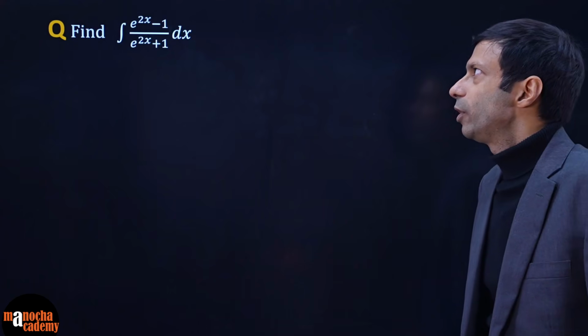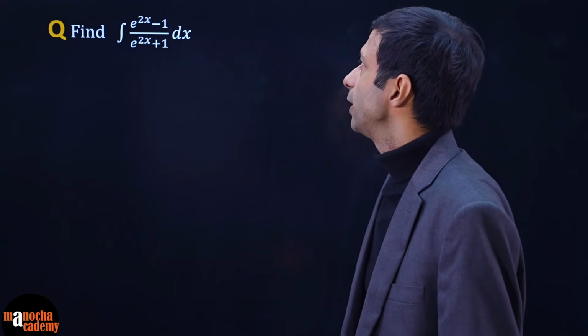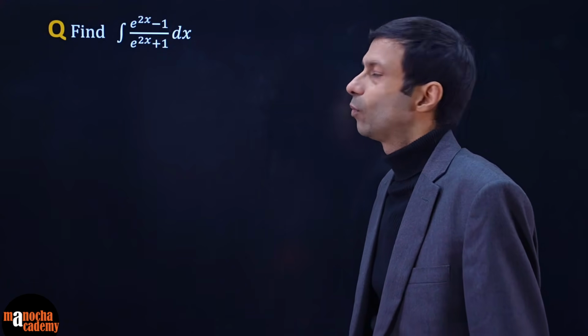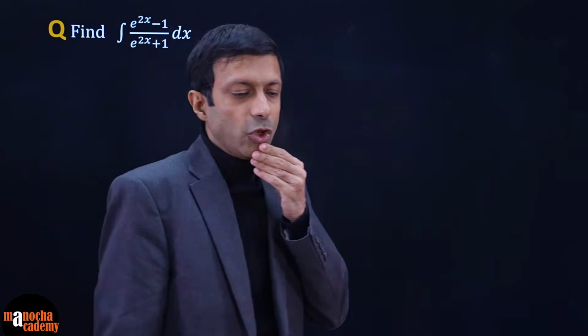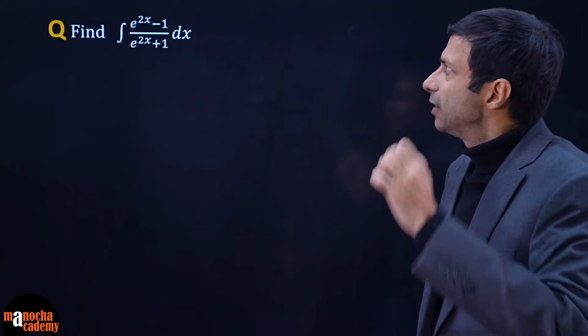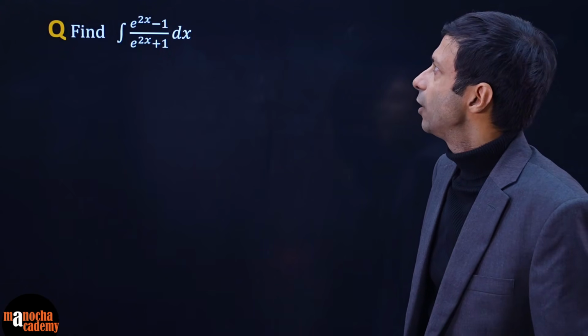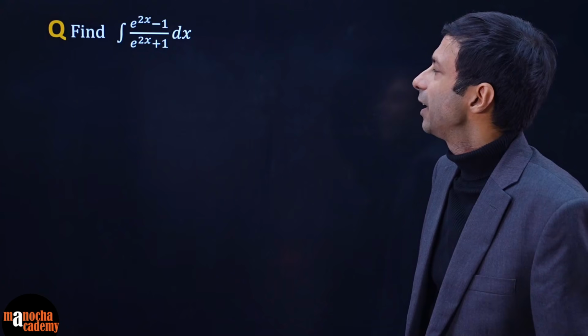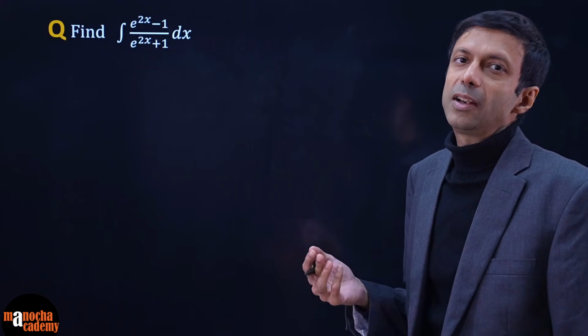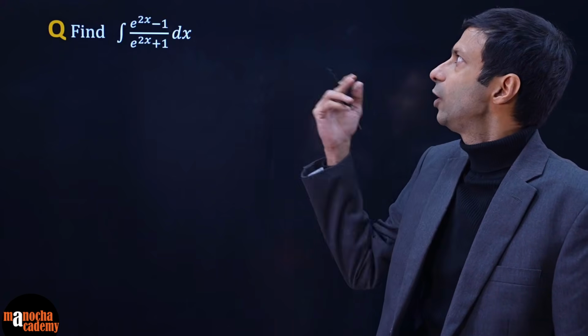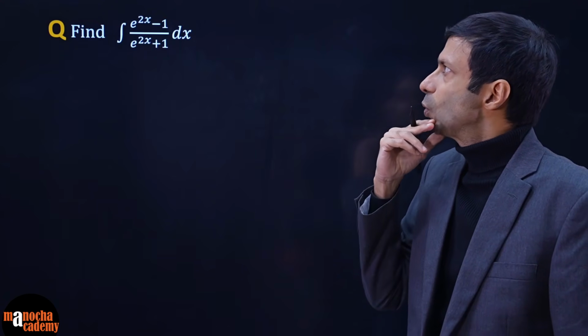Next one, this one, how will you do? Integration of e to the power 2x minus 1 by e to the power 2x plus 1. What do you do here? This is also a very nice question. So one trick you can do: e to the power 2x, then we have a 1 here. Now if you differentiate e to the power 2x, you're not exactly getting what we want, because differentiation of e to the power 2x will give you 2 times e to the power 2x, but you have this minus 1 there. So what do you work with here?